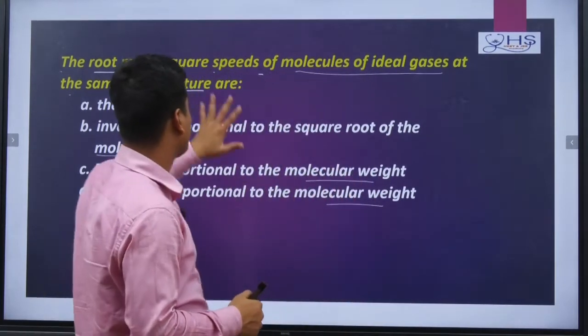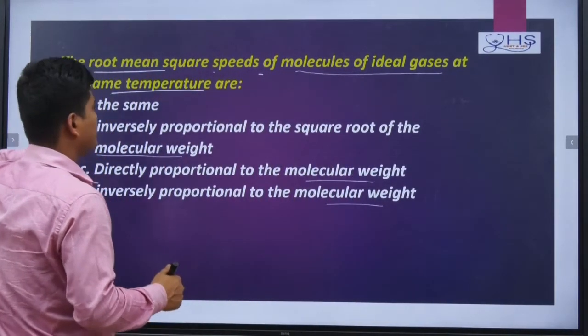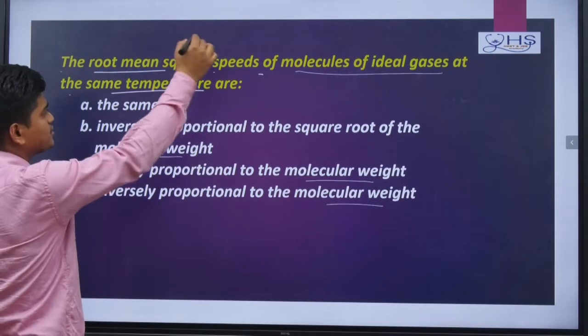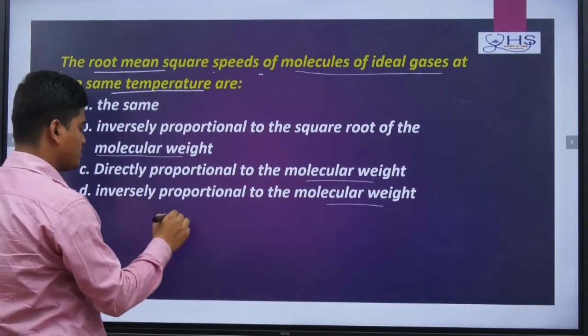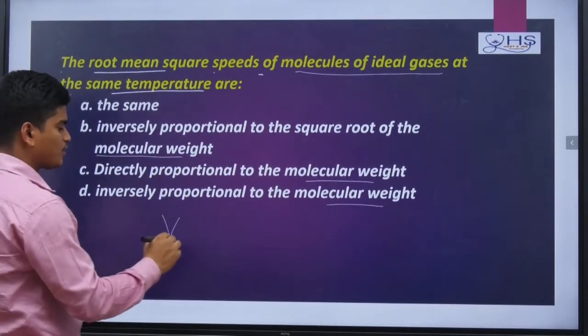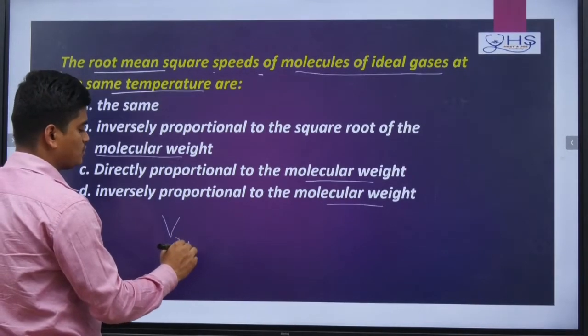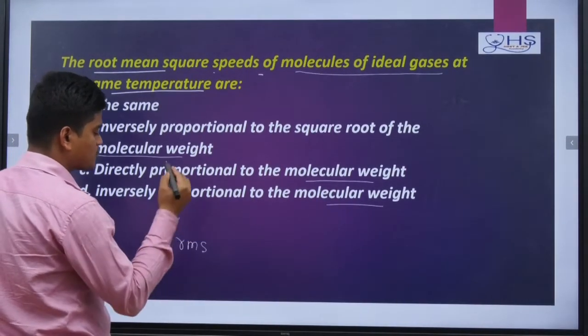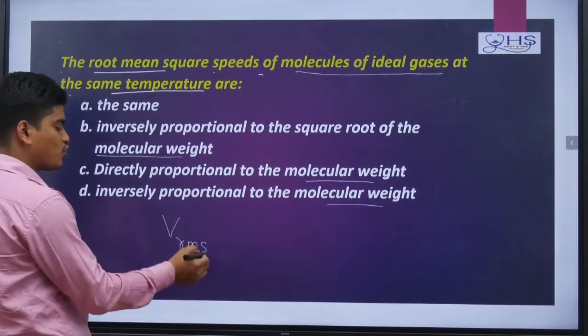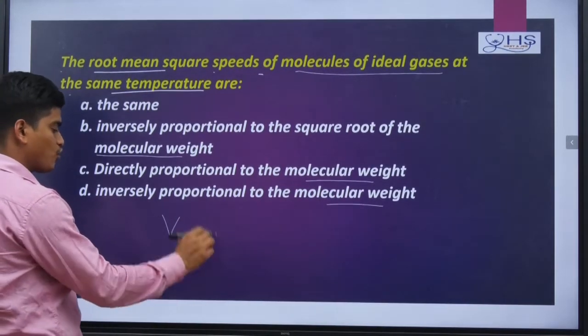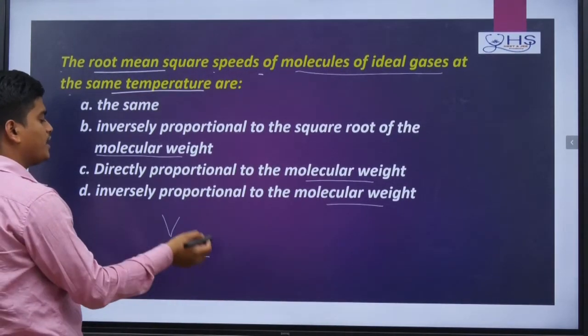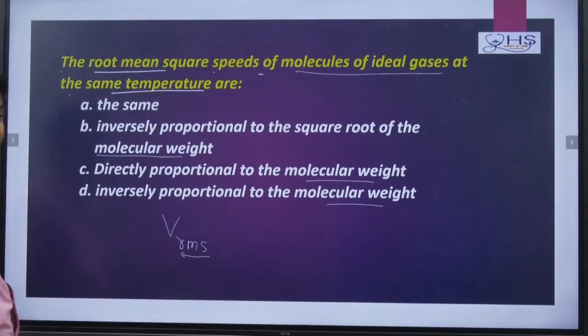Now what am I actually asking here? I'm asking about the mean square speed, or basically root mean square speed. Remember this is the speed symbol V. If I am taking root, mean and square, that means first you take the square, then the mean, then take the root. So that will become root mean square velocity.